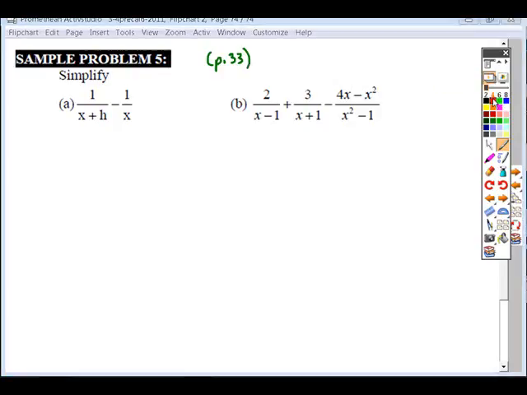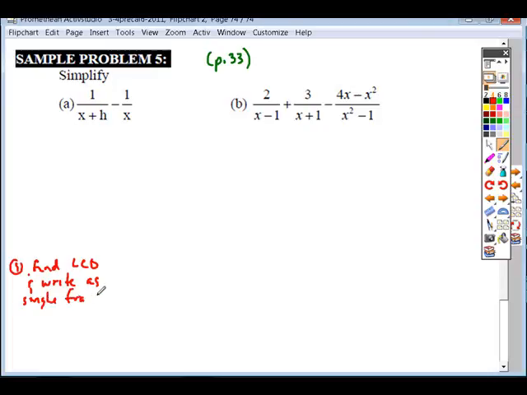All right, if we take a look at this process. Step 1 is to find the LCD and to write it as a single fraction. So when we look at this first step, there are no factors in the denominators other than what's there, so those are the LCD factors.